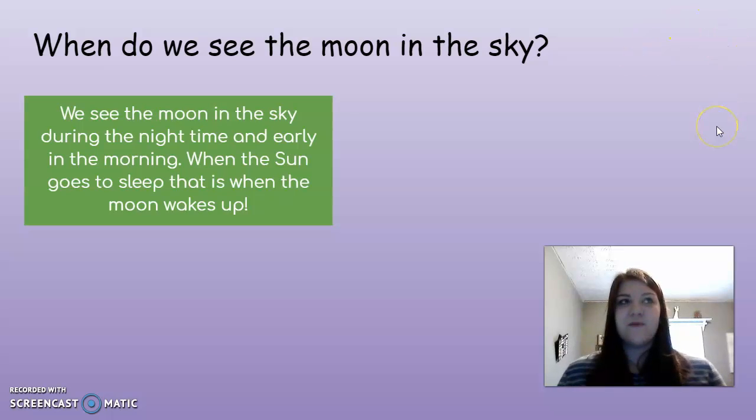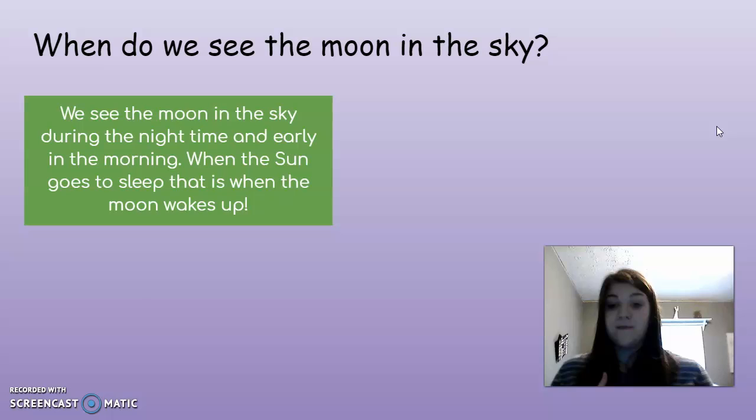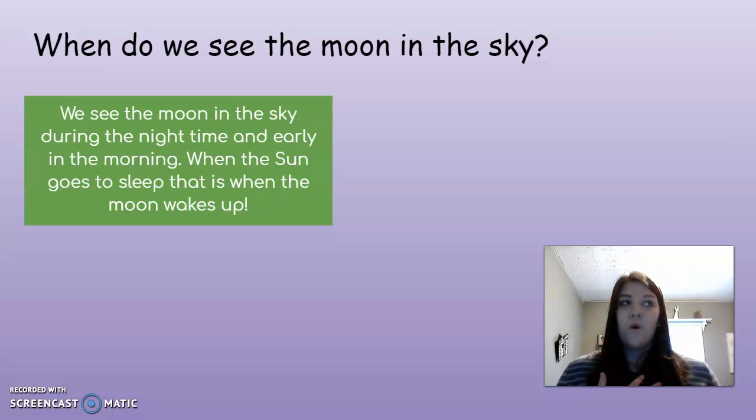It's not super dark, but you can still normally see it. And so think of it this way, when the sun goes to sleep, the moon comes and keeps us company. So there's always one of them in the sky. So if the sun's not in the sky, then the moon's going to be in the sky. So we always have one of those in the sky.